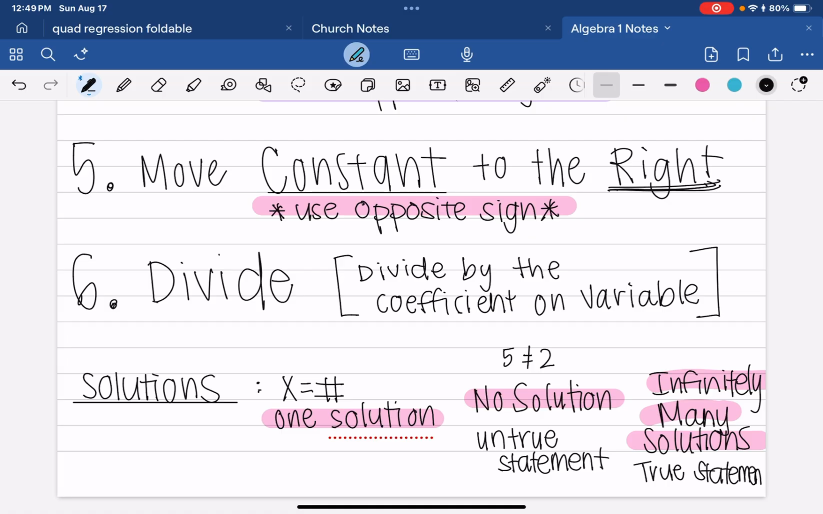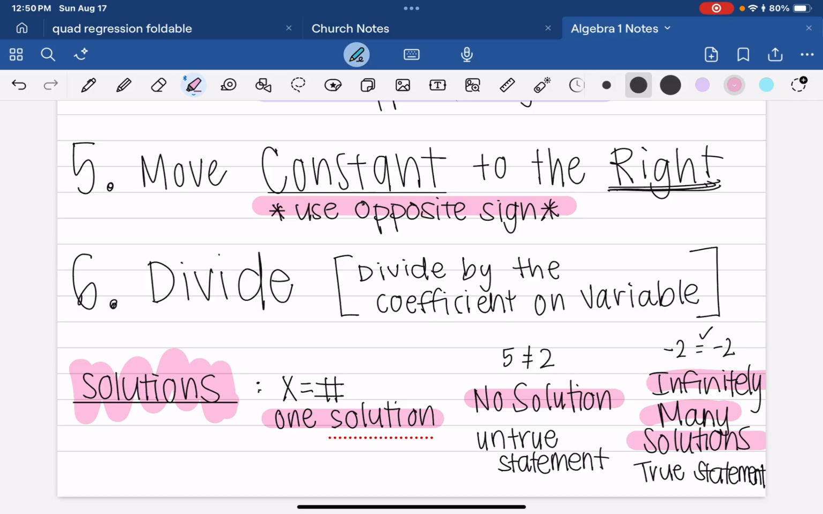Sorry, I'm writing really tiny. So this would mean that negative 2 equals negative 2. Well, that's true. So that means it's infinitely many solutions. When we get there, Miss Baker will explain that. But just know that the kinds of solutions you can have are one solution, which is 9 times out of 10 what happens, no solution, or infinitely many solutions.